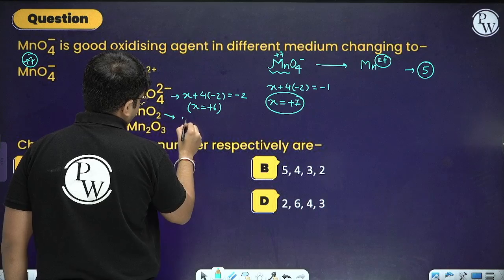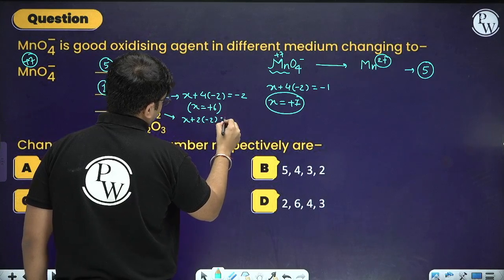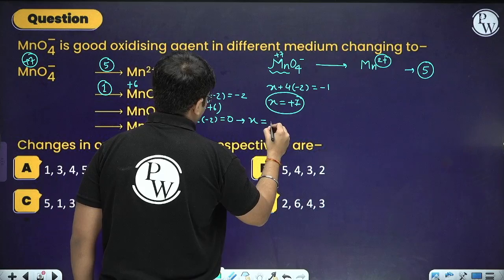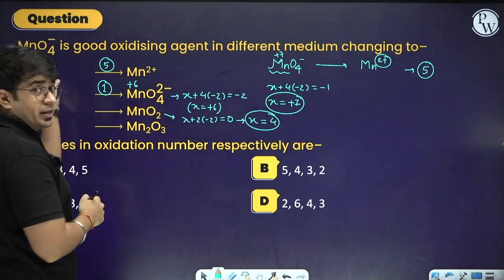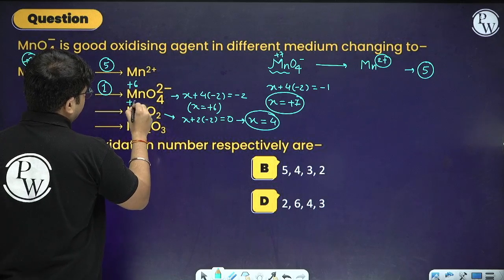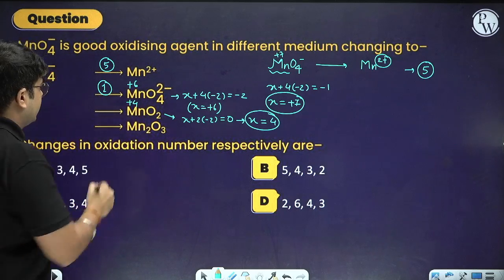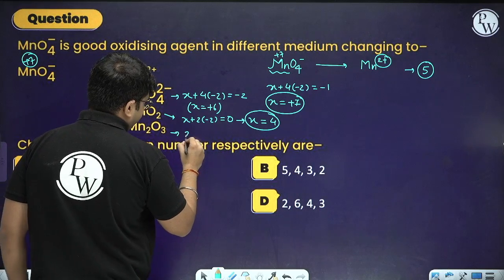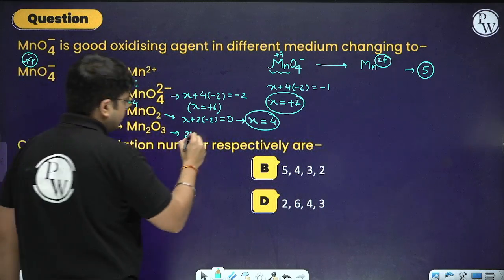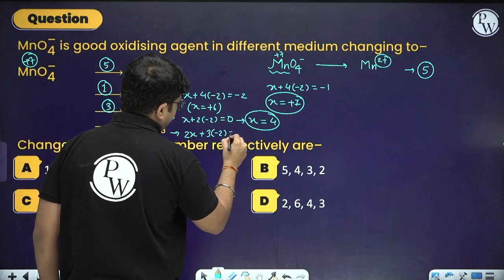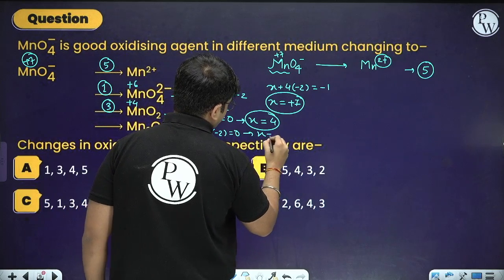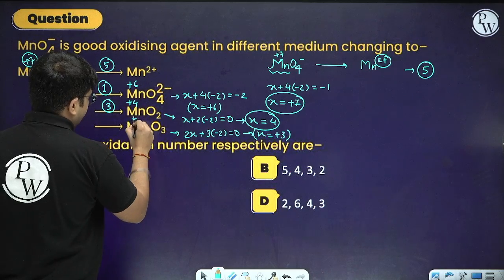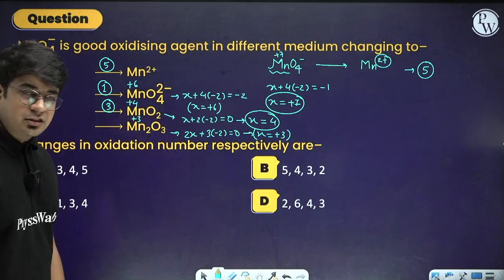MnO2. So I can say that will be X plus 2 into -2. That will be equal to 0 because entire compound is neutral. And you can say that X will be equal to 4. So from +7 to +4, you can see the change is of 3. So 3 in this case. Last part Mn2O3, so that will be 2x because 2 Mn are there, plus 3 multiplied by -2, that will be equal to 0. You can say X will be +3 in this particular case. If it is +3, so +7 to +3, change is of 4.